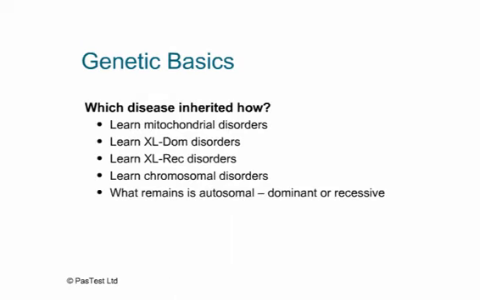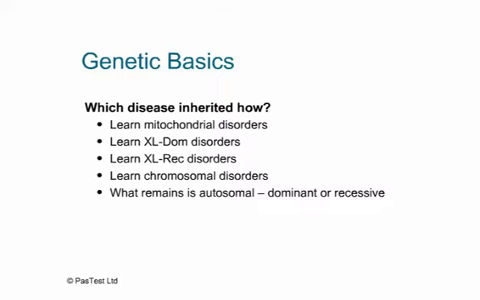Now then, people often ask, how can I learn which conditions, which diseases, are inherited in which way? Now there isn't an easy answer to this. There's no simple formula to allow you to work out which condition is inherited in which way. However, my approach would be one of exclusion.